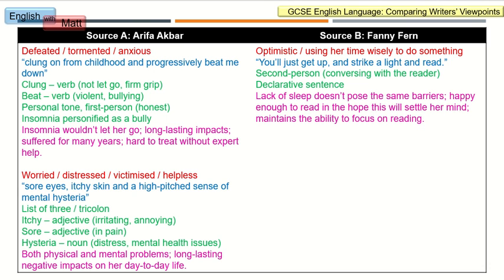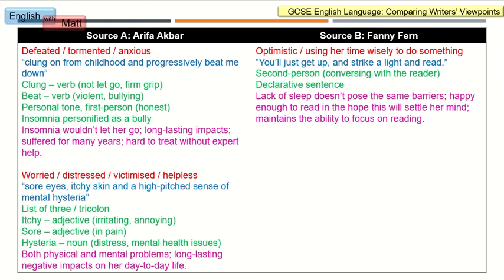So in terms of how to expand that, the why, lack of sleep doesn't pose the same barriers to her as it does to Akbar. She's happy enough to read, do something productive at least to help settle her mind, calm down her thoughts maybe. And she has the ability to focus on reading. So she doesn't have that same hysteria or panic that the writer of source A has.